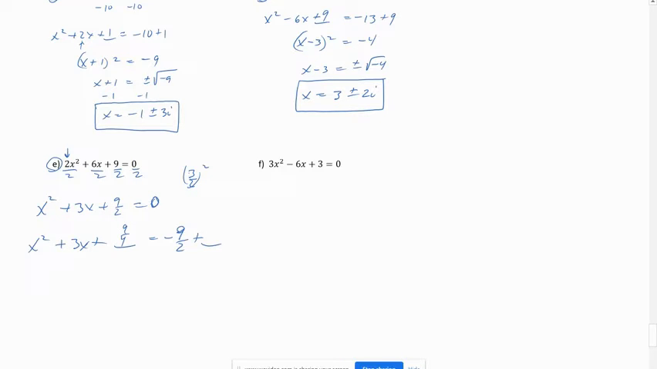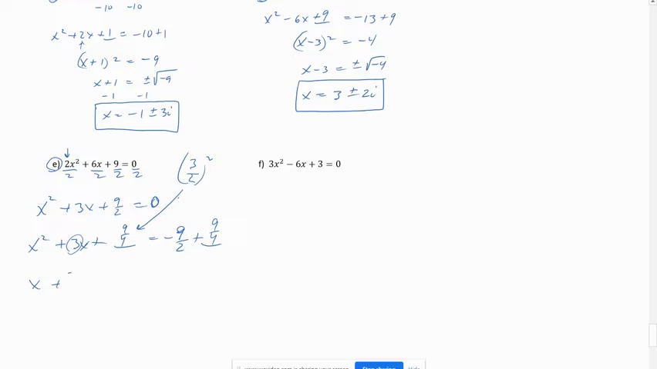If I had done that in decimals, half of 3 would be 1.5, and then I'd have to do 1.5 squared, which you may be able to do in your head. But if you have to use a calculator, then that's a situation where using fractions is actually easier. So we started with 3, we cut it in half by dividing by 2, and then we square it, and that gives us 9/4. So we add 9/4 to both sides.